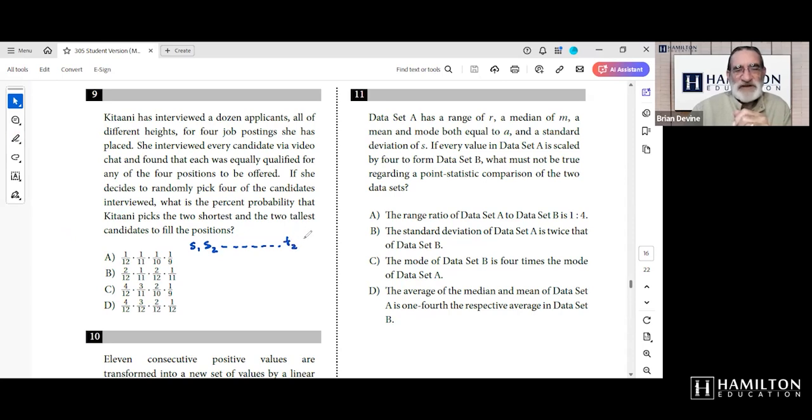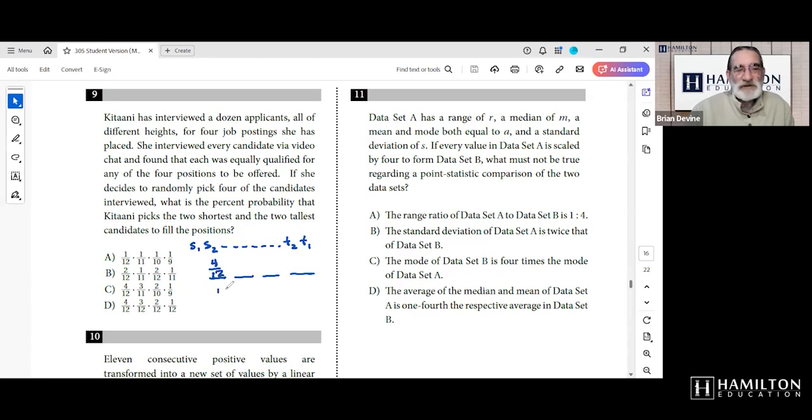So we'll call the tallest T1. We'll call the second tallest T2. We'll call the shortest S1. We'll call the second shortest S2. And then there's 8 people between those 4. And what I just said there, those 4, well, there's 4 job openings. And if we randomly then pick from those 4, well, there's 4 out of 12 that can fill the first position.